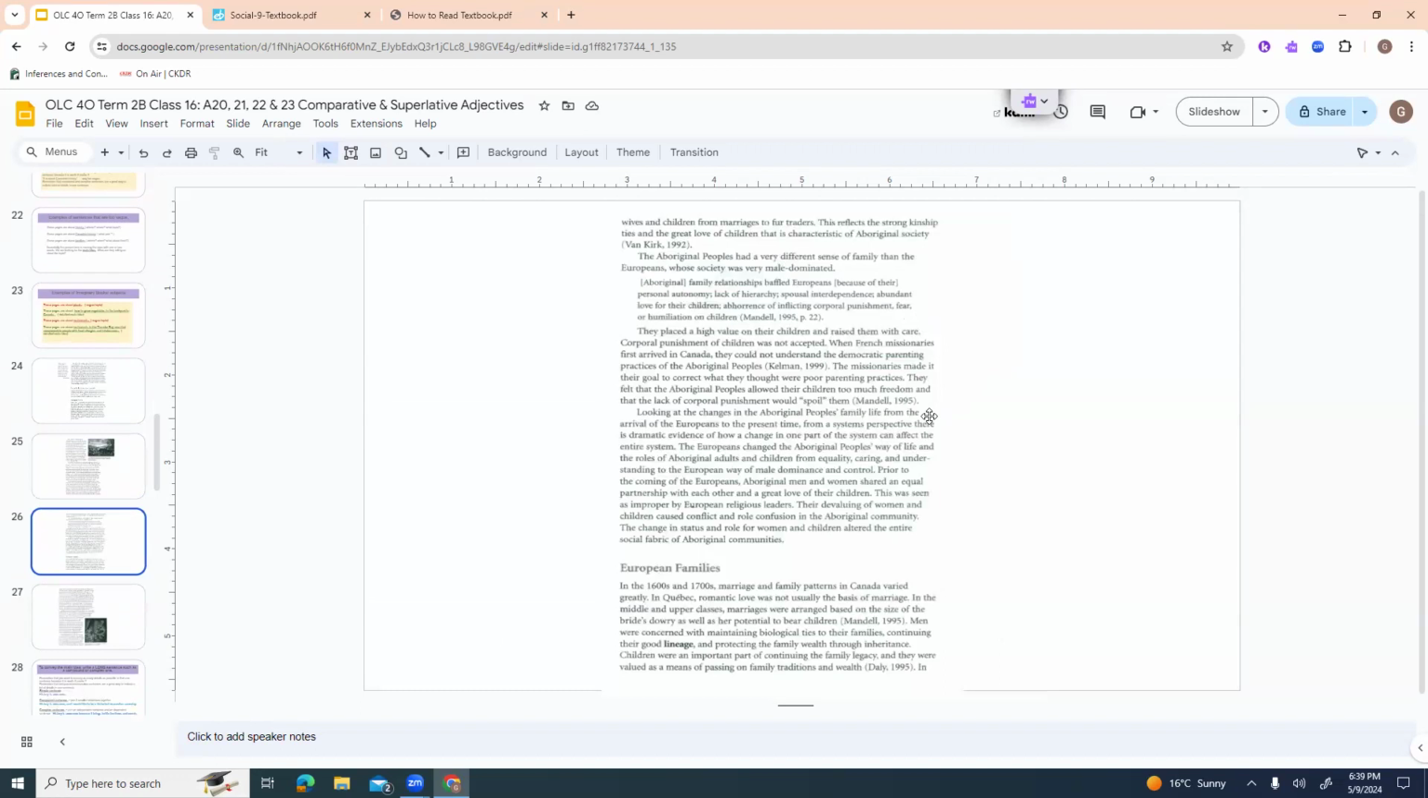Looking at the changes in the Aboriginal people's family life from the arrival of the Europeans to the present time, from a systems perspective, there is dramatic evidence of how a change in one part of the system can affect the entire system. Okay, so now a lot of that was about Aboriginal families, but now we're switching. Now we're talking about European families. In the 1600s and 1700s, marriage and family patterns in Canada varied greatly.